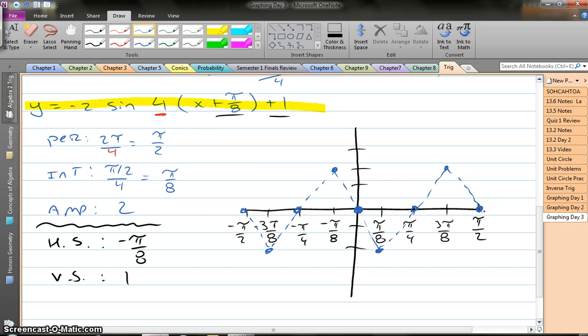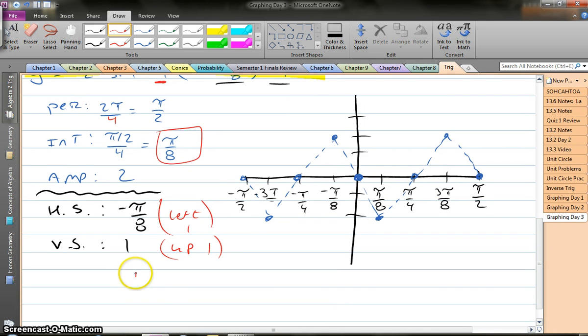Now my horizontal shift is negative pi over 8. So that means I'm going left 1 unit, because pi over 8 is my interval. So that worked out nice. In vertical shift, we're going up 1. So up 1, left 1. So each piece is going up 1 to the left 1. Up 1 to the left 1. And work your way through your graph.